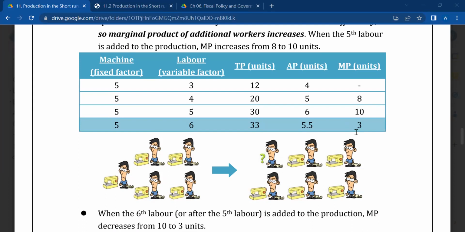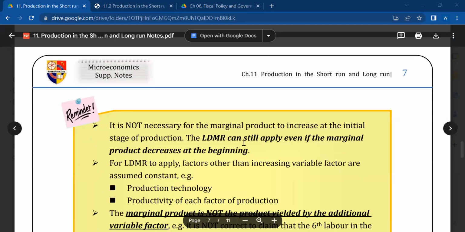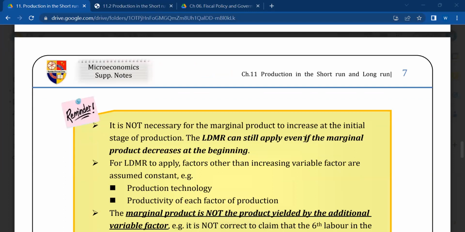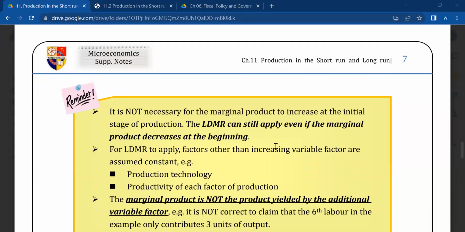We talked about how when the number of neighbors increases, the marginal product will increase at first and then decrease eventually, right? But according to this reminder, it may not increase at the beginning. It can directly decrease from the beginning.